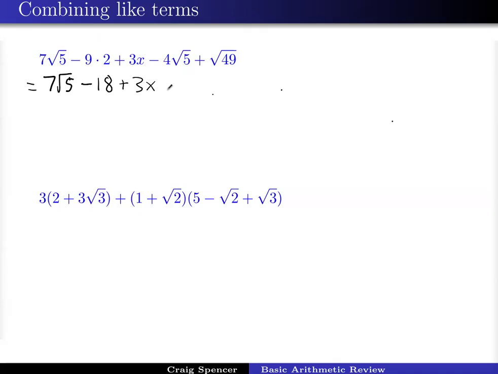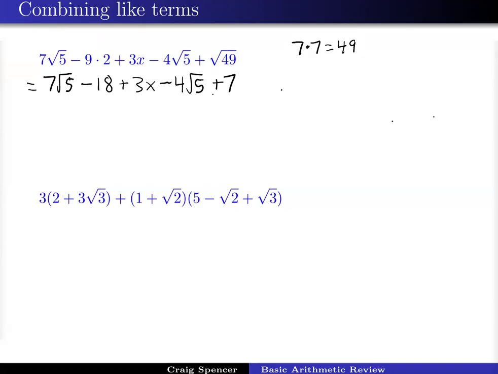This 3x, I can't really simplify it more. This 4 root 5, I can't really simplify that a whole lot more. But this root 49, before I start grouping things together, I might be able to ask, what is the square root of 49? Well, I know that 7 times 7, if I just think about our multiplication table, is going to be 49. So this thing here is just going to be plus 7, which is a whole lot nicer to look at than some ugly square root.